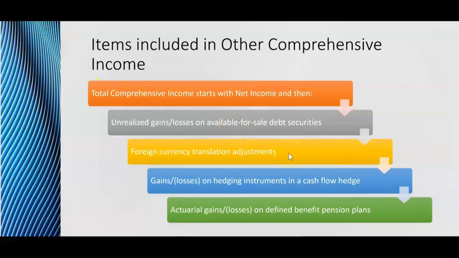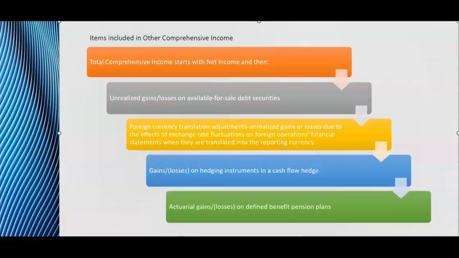Another item that goes in OCI, foreign currency translation adjustments. Foreign currency translation adjustments, what are they? Well, these are unrealized gains or losses due to the effects of exchange rate fluctuations on foreign operations' financial statements, when you translate the foreign currency into the reporting currency. All you have to know for the exam is that this adjustment from foreign currency translation goes where? On the income statement? No, OCI.